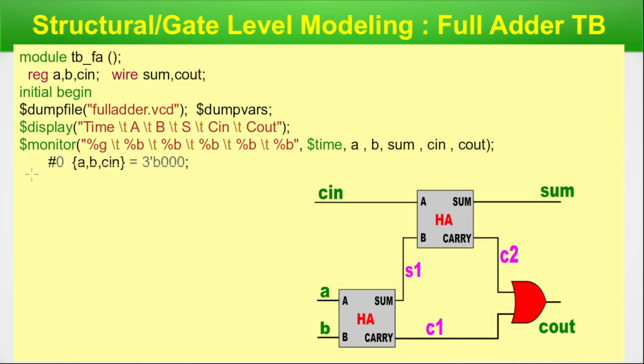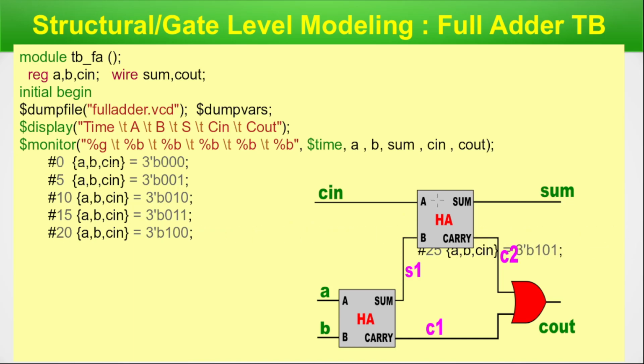We are using the shorthand. At 0 time, we are giving the value 0 to A, 0 to B and 0 to C in. Here we have clubbed 3 variables together. The 3 means these are 3 bits, and b is binary because the following values will be binary. In a similar fashion, we continue the truth table here. I have taken a jump of 5 time units each time. This completes the truth table.